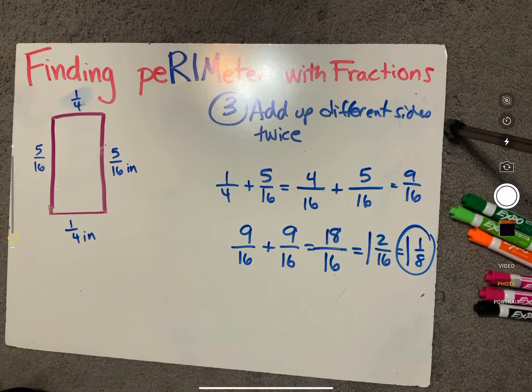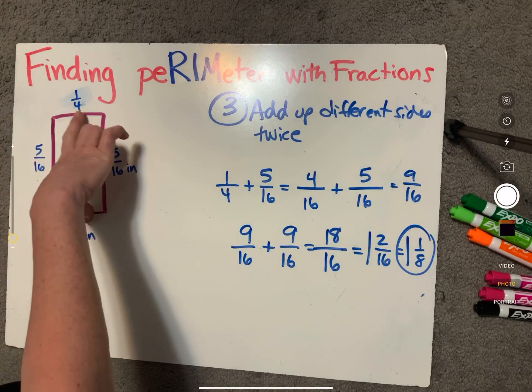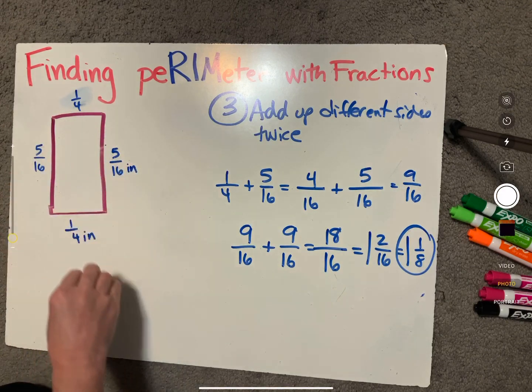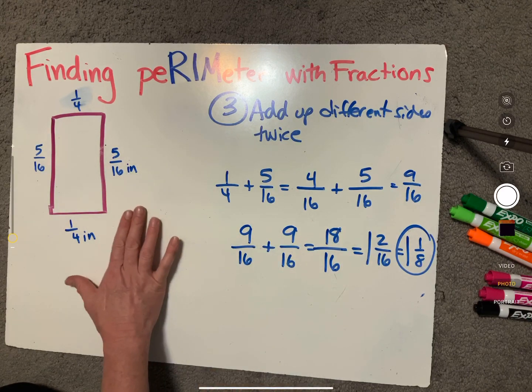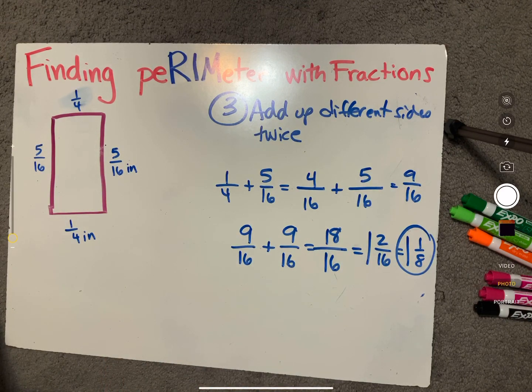Okay, so all 3 ways are going to get you the same answer. It just depends on which way you want to approach it. So you could, again, add all 4 sides up at once. You could add the same length sides and then add those two sums together, or you could add up the different length sides and do it twice if you have a rectangle like this, okay? So that's kind of the 3 different ways you could do it.